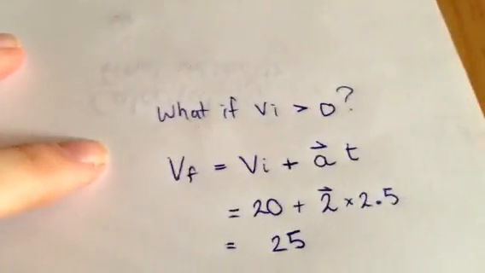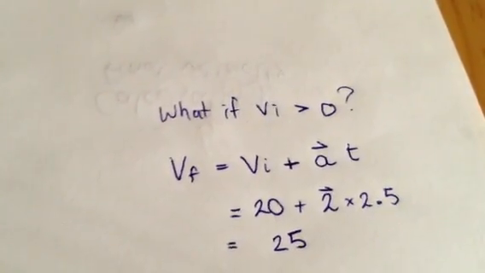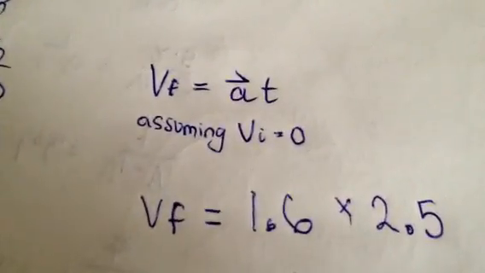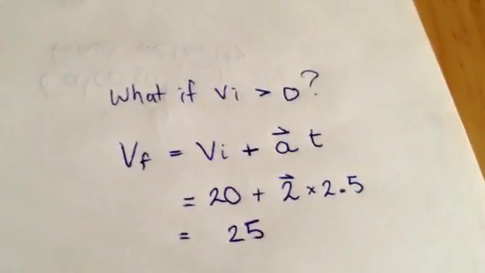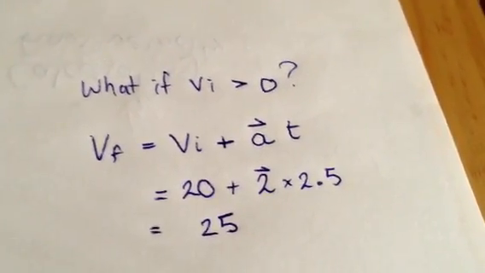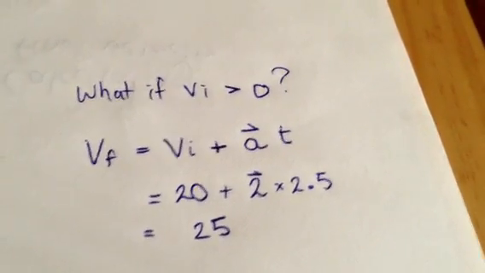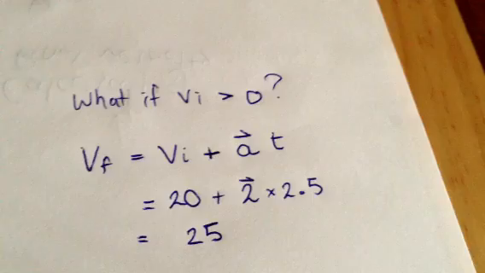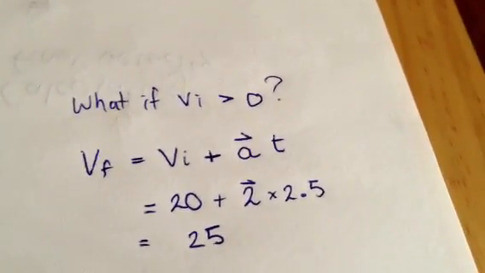But now you're probably asking, well, what do we do if the initial velocity is greater than 0? In this example, we basically just calculated from standstill how fast an object would be traveling when it hit the ground after 2.5 seconds. Well, let's say in this example that we have an initial velocity of 20 and an acceleration of 2, but the same time of 2.5.